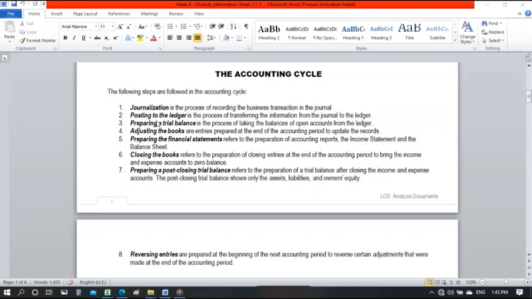And then next is posting to the ledger. It is the process of transferring the information from the journal to the ledger. This is when we are already done preparing the journal entry. So next is the transferring of the account titles from the journal to the ledger. So this is the posting to the ledger process.